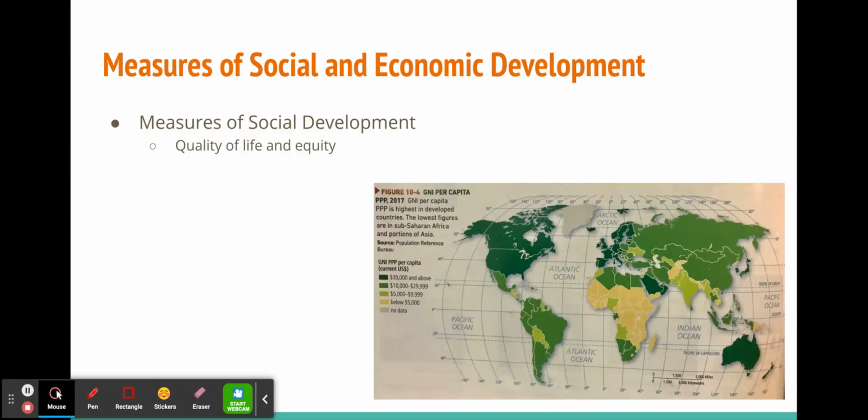As opposed to inequality. This can include looking at things like income distribution, which also ties to economic development, birth and death rates, fertility rates, infant mortality rates, childhood mortality rates, access to healthcare, caloric intake, gender inequality, voting rights, life expectancy, and literacy rates. So there's a lot of different things that go into understanding whether or not an area is considered to be socially developed.